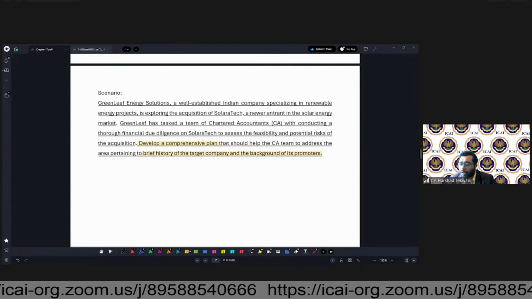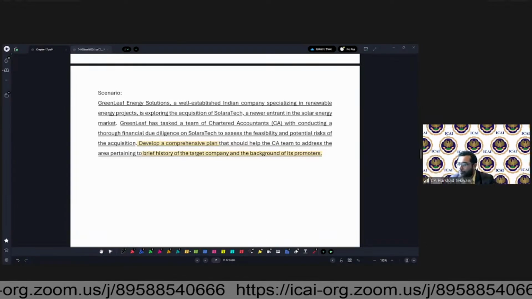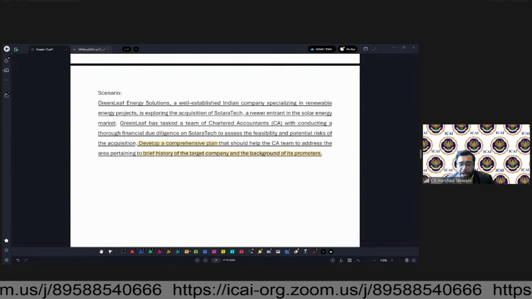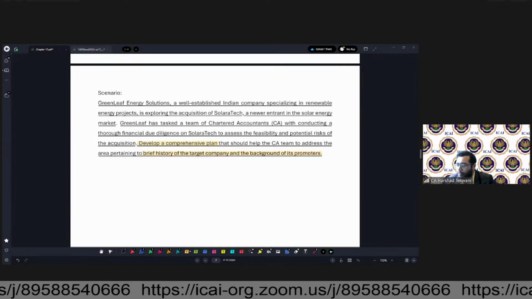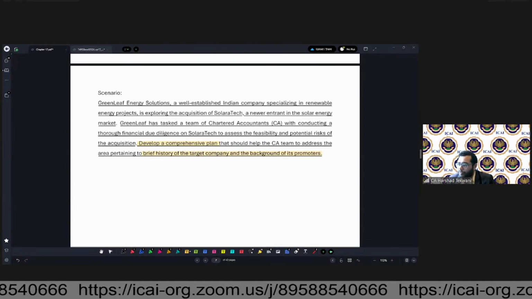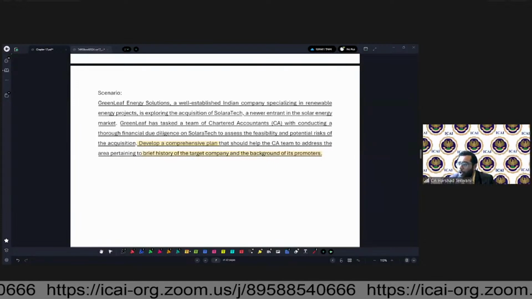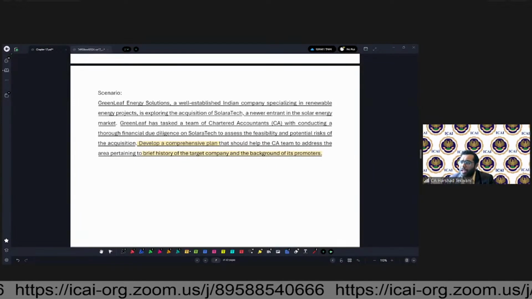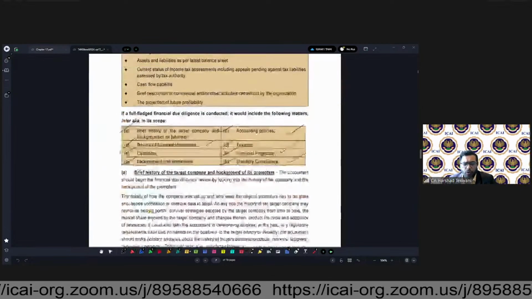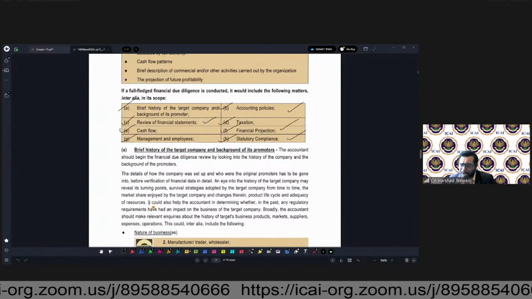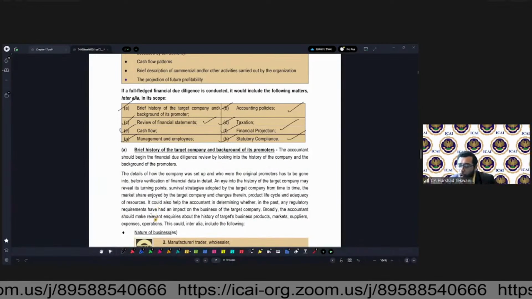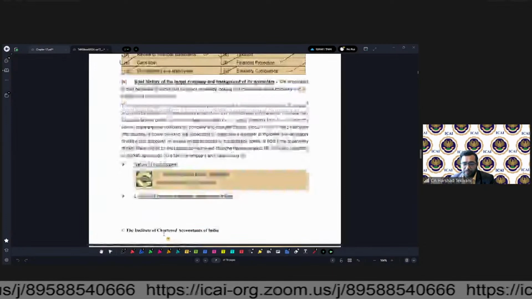If no further doubts, let's proceed further. This was one of the areas when it comes to a brief history. But there are other areas also that are required to be considered. For example, when it comes to the management and employees, cash flows. All these areas are required to be investigated in detail when you do a detailed full scope financial due diligence.